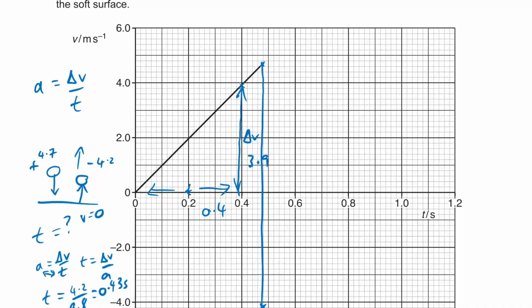Okay, so 0.43, we're at here 0.48. So therefore 0.48 plus 0.43 gets us to 0.91 seconds. So we need to go all the way to 0.9, 0.91. There it is. So there's our line.